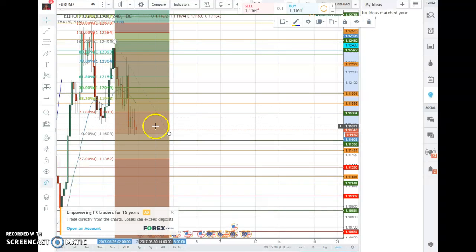So I would probably, if this is the H1, use this level right here, this green, because that represents the H1. I would probably make that my take profit, so that if it bounces back up, I can make my take profit 38.2 again. If it breaks, I can make my take profit 78.6.